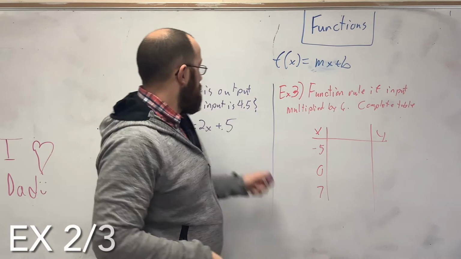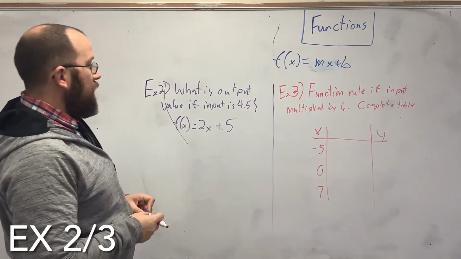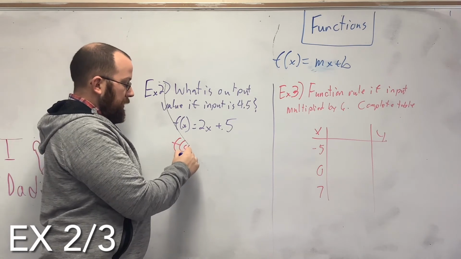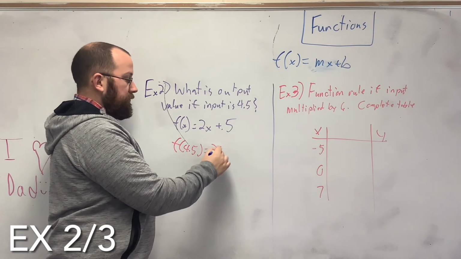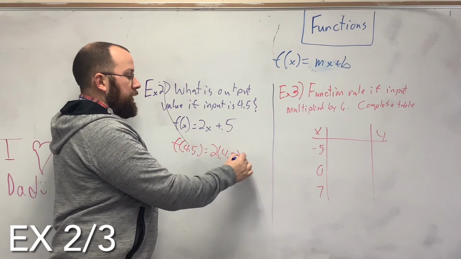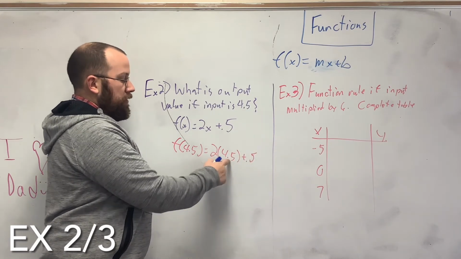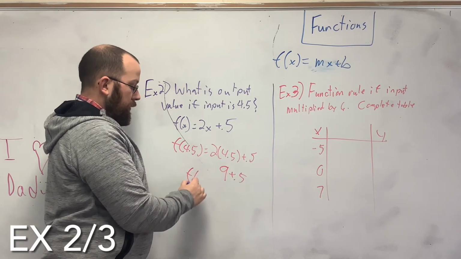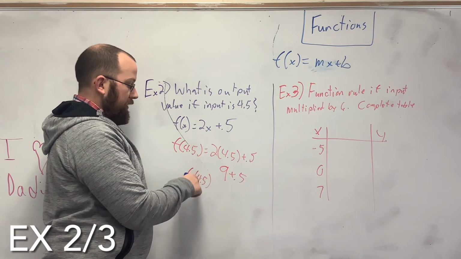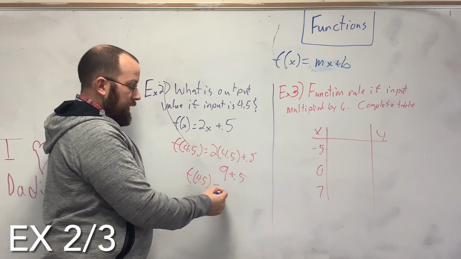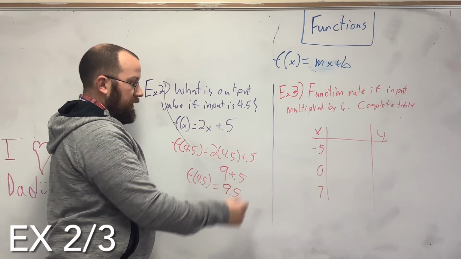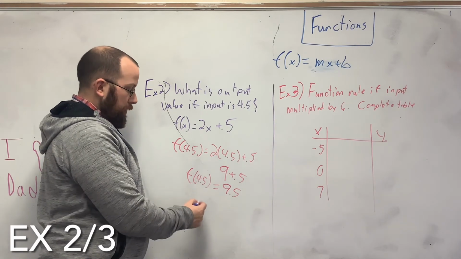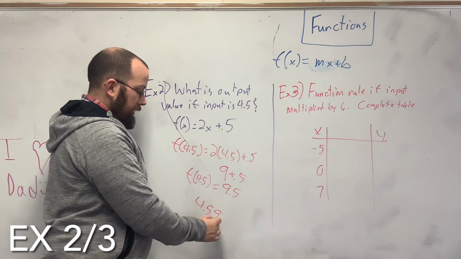All right, example 2, what is an output value if the input is 4.5? So I'm going to input 4.5 in here. What is my output? So 2 times 4.5 is 9 plus 0.5. So whenever x is 4.5, your y will be 9.5. So your point here is 4.5, 9.5.